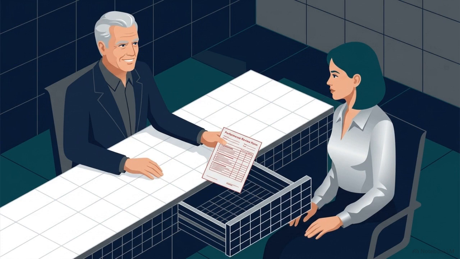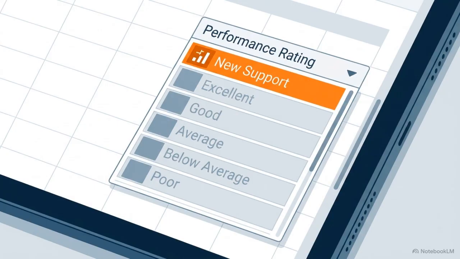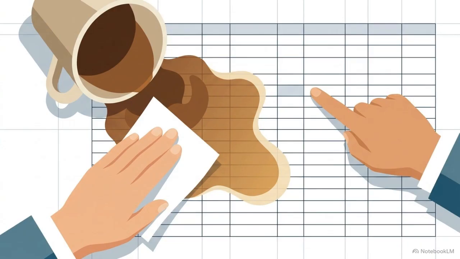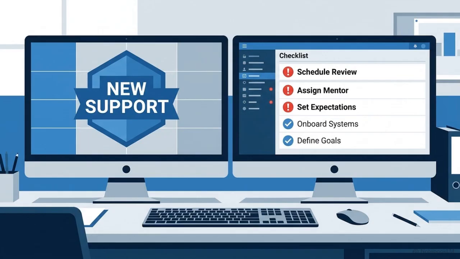The primary function of this setup is protection. It ensures that a new employee is never treated as a weak link by default. They get an official safe zone. Managers are restricted from handing down poor ratings based on early, inevitable mistakes or the temporary frustration of training someone new. But a safe zone is not a waiting room.